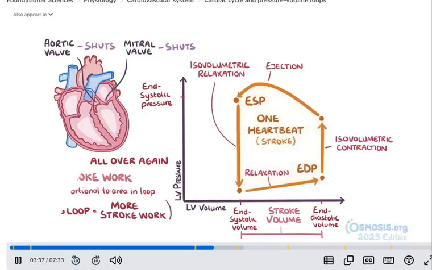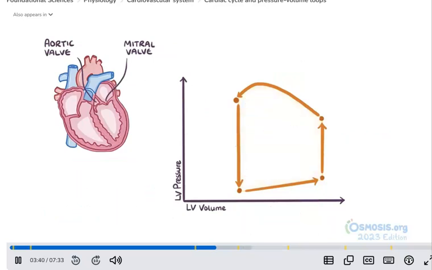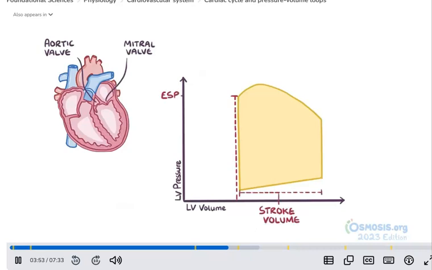Sometimes this is shown as a box, which is basically just drawn over the top of the pressure volume loop, and it looks like this. The vertical dimension of the box is the distance from the x-axis to the end systolic pressure, and the horizontal dimension is the stroke volume. So in terms of stroke work, it would be the area inside the box. The box isn't exactly the same as the loop, but it's a good approximation.